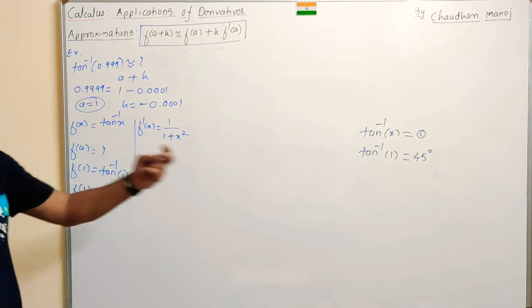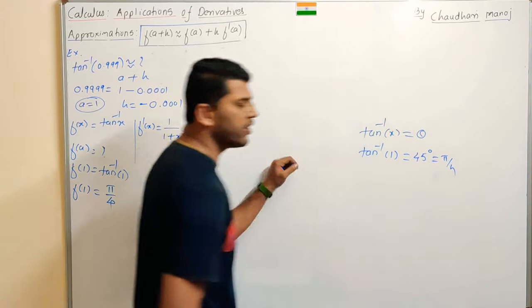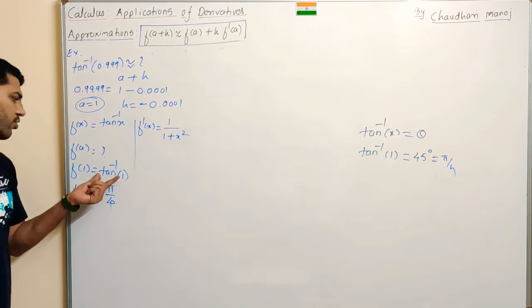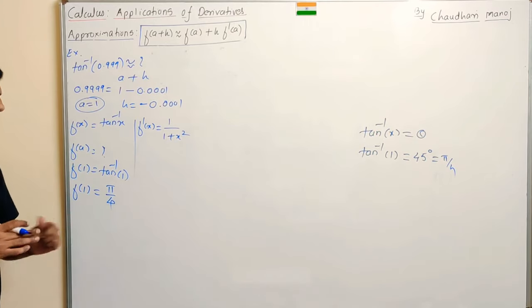Let me explain. Don't use the degree system because everything is in the form of digits. So please use the radian system. So tan inverse 1 is 45 degrees, but don't mention it in the form of degrees. Please mention it in the form of radians. So the answer is pi by 4.